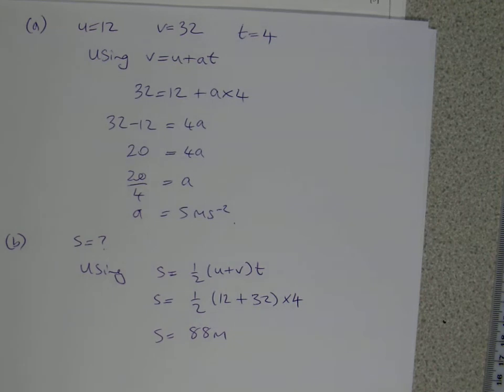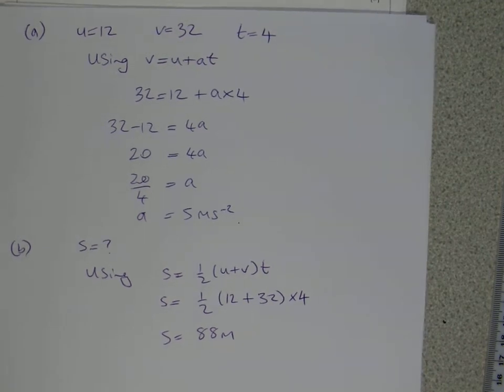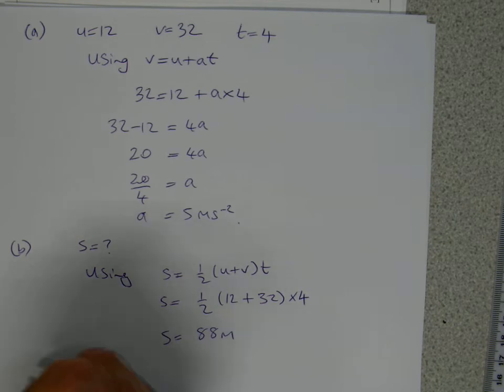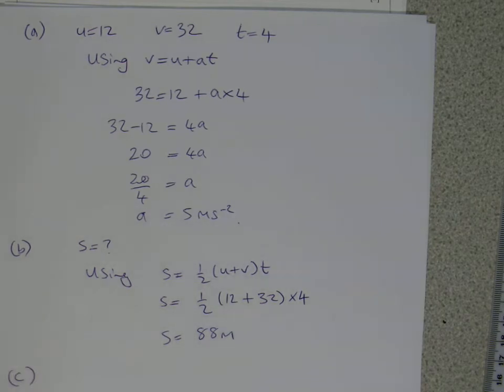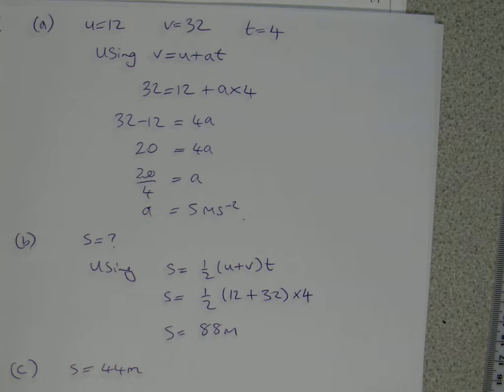Part C then, it says the point M is the midpoint of OA. Calculate the speed of the car as it passes M. Give your answer correct to 1 decimal place. Well, if you think about it, M is the midpoint of OA, so that means then s will be half of that, won't it? So 44 meters. Because it is halfway, the midpoint of OA, it will be 44, right?